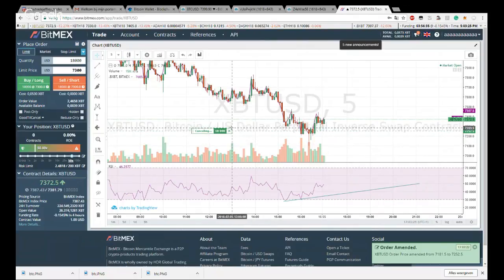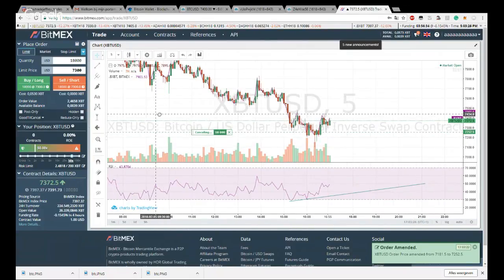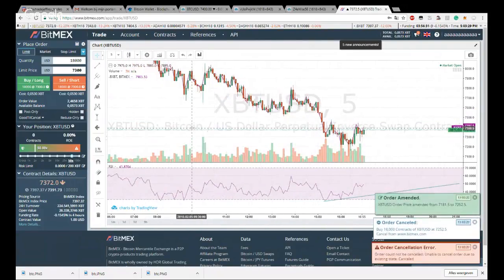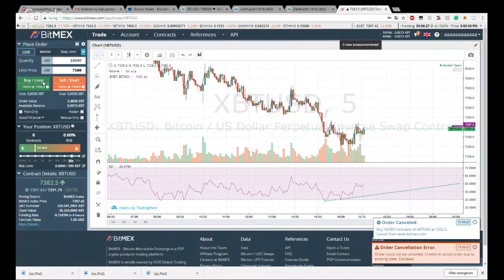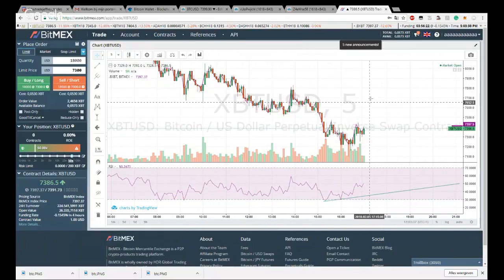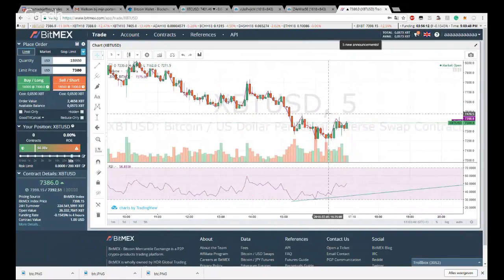Now, this money can also be used to short Bitcoin. What's the difference? It's relatively easy. Buy or long means you are betting on a price increase. So if the price goes up, you're going to make money. If you're selling or shorting, then you are betting on a price decrease. So then you will make money if the price goes down.